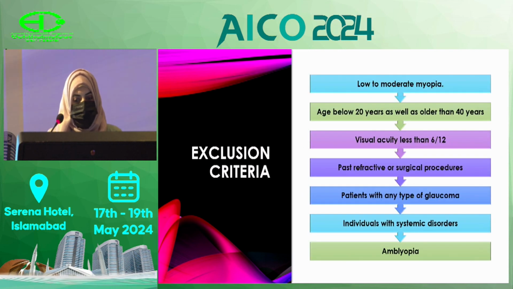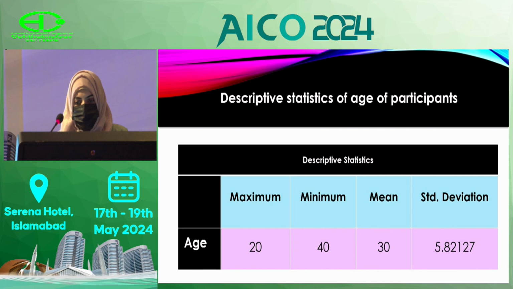Exclusion criteria: low to moderate myopia is excluded. Age below 20 and above 40 are also excluded. Visual acuity less than 6/12 is excluded. Past refractive surgery and patients with any type of glaucoma are excluded. Individuals with systemic disorder and myopia are also excluded. Now I move on to results.